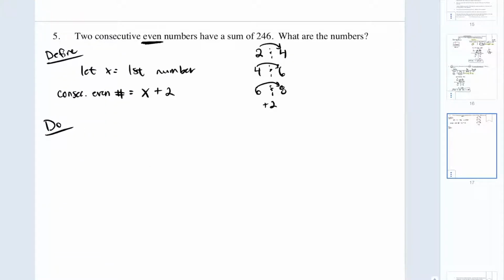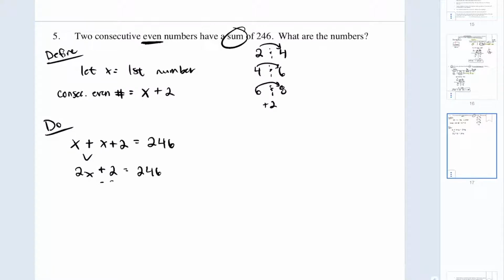What are we doing to these? Well, again, it says a sum, so it looks like I'm going to be adding these. So I'm going to add my first number plus my second number, and that should equal 246. All right, let's go ahead and solve it. 2x plus 2 is equal to 246.